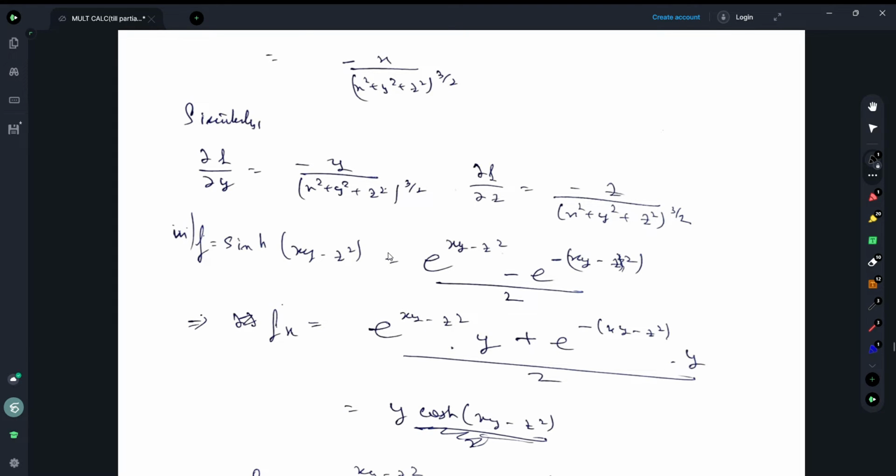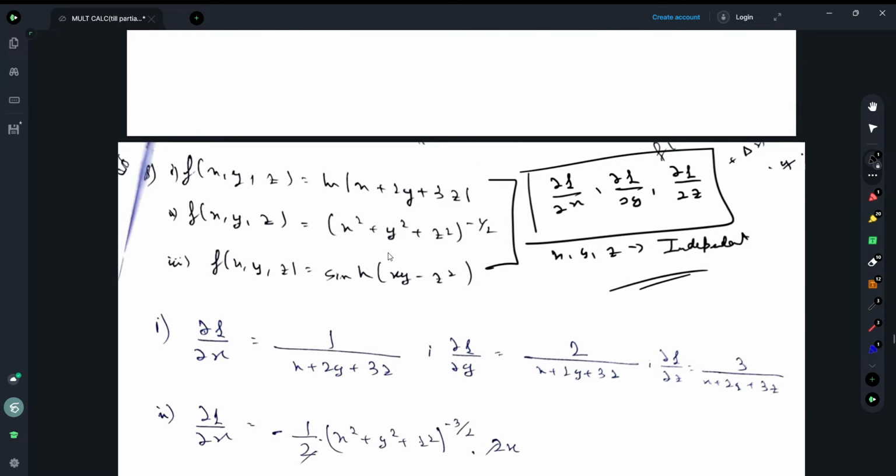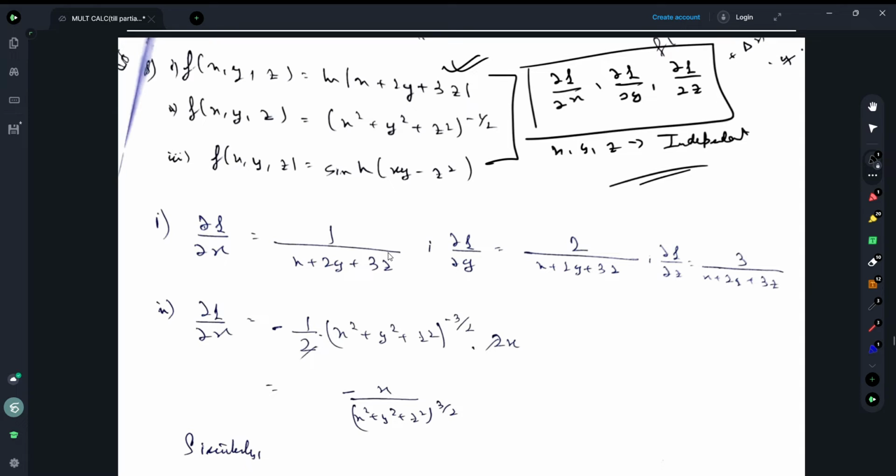Okay, so in the previous lecture, I had asked you to do these three problems, right? So let us check the answers of these three problems. In this case, del f by del x is 1 over x plus 2y plus 3z times the differentiation of the function inside with respect to x, which gives you 1.